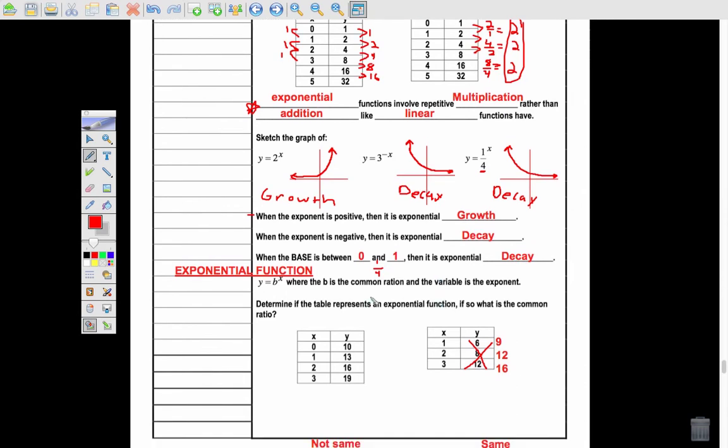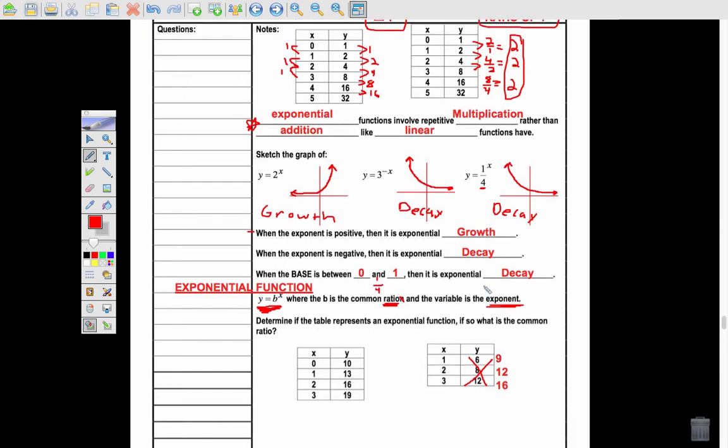Now, looking down here at the bottom, in capital letters, exponential function. Here is your parent function: y equals b raised to the x power, where b is the common ratio. So a ratio, just like we looked at earlier up here, it was 2. So b is your ratio, and the variable is the exponent. So the x will be in the exponent.